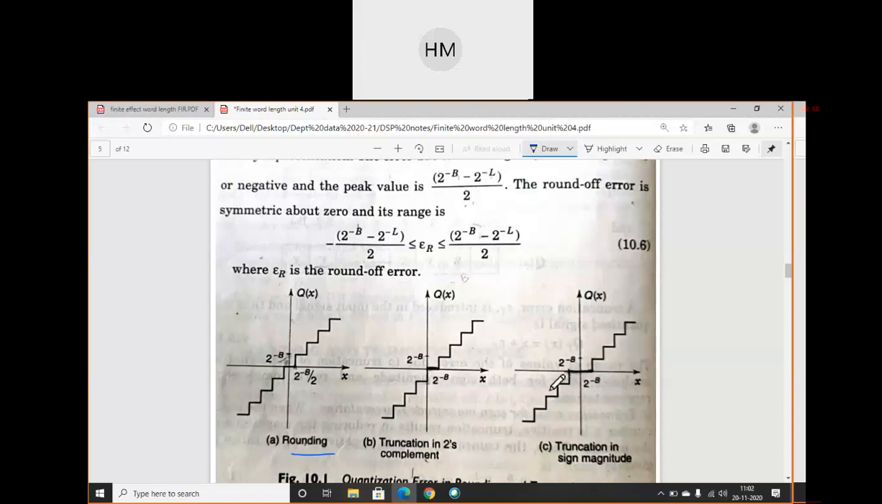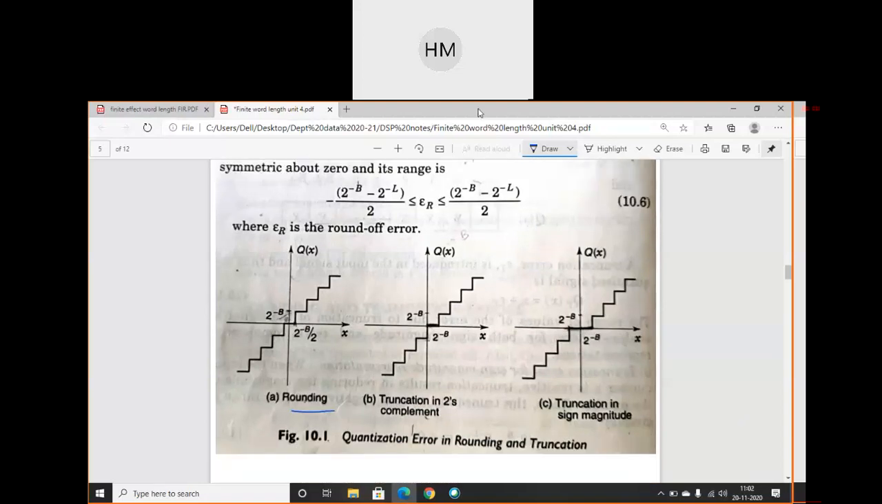So these graphs are very important. You can draw this in your copy. Finish drawing.